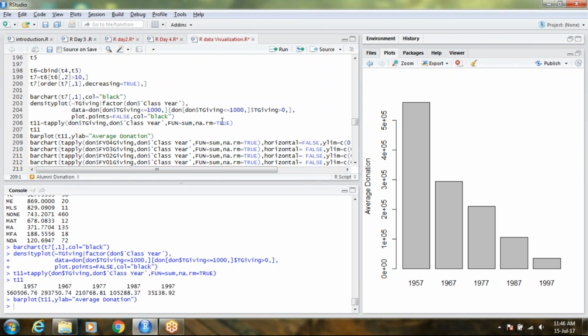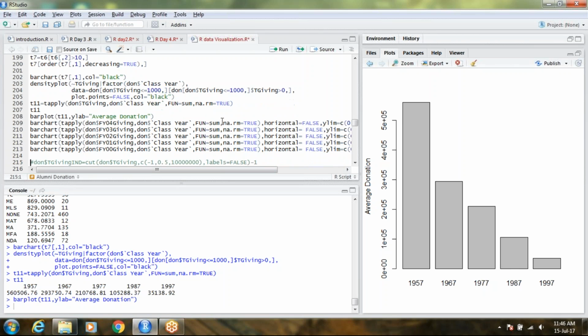Now let's make a bar chart for every year. So this is my tapply, and I'm doing it for the year that the person has provided a donation. So first the 0th year, first year, second year, third, fourth, in this way. Every time a donation has been provided, I will see what the distribution has been for each and every year.